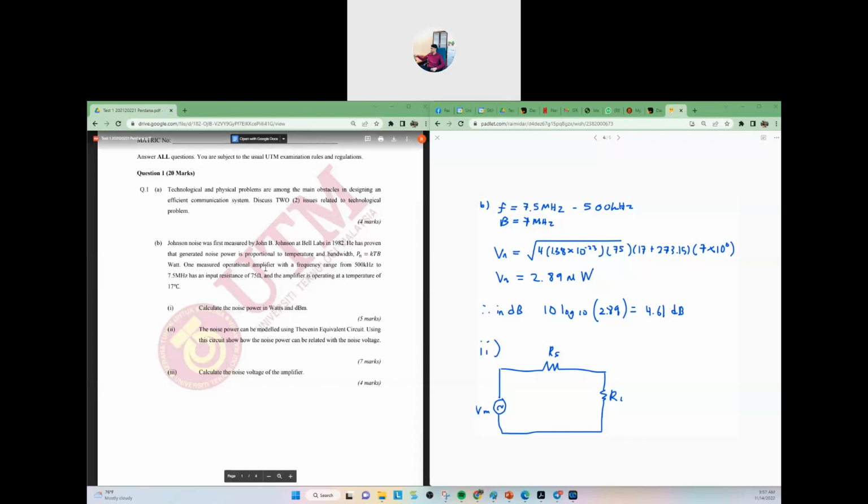So one measurement with this frequency range. This is the bandwidth, and it has an input of 75. Calculate the noise power in watts.